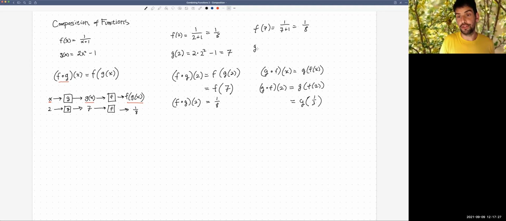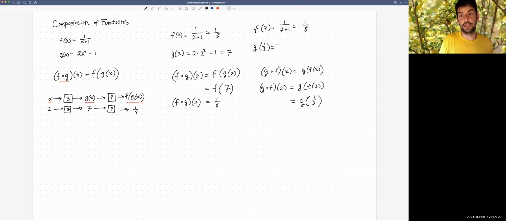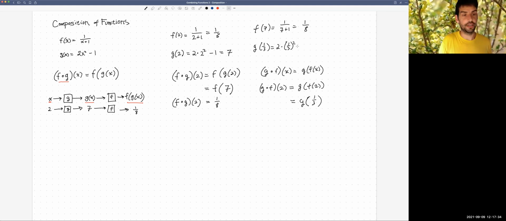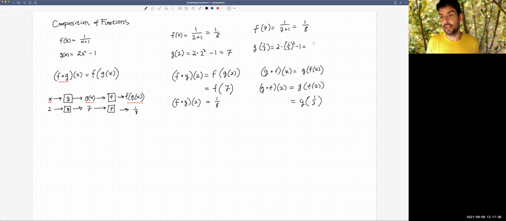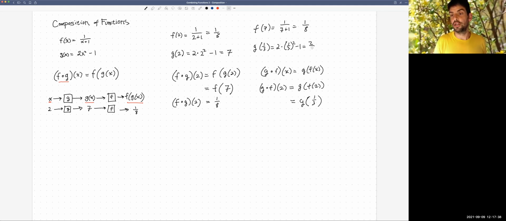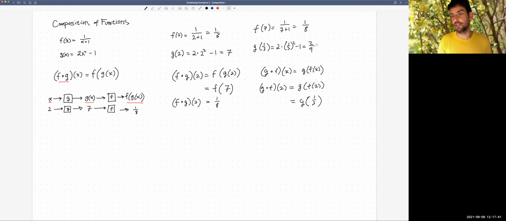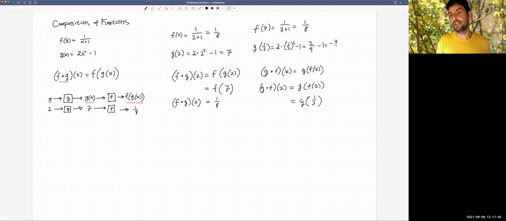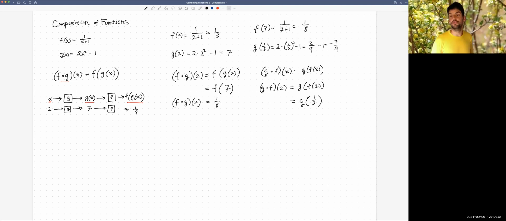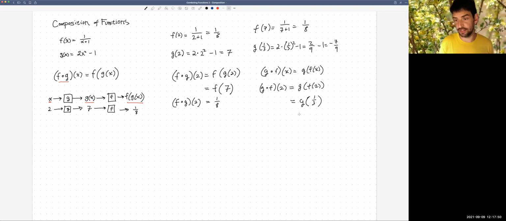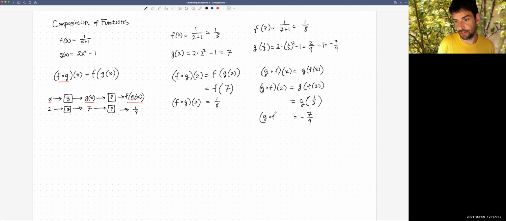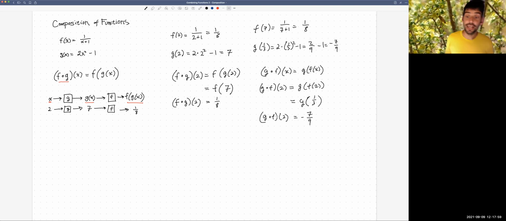Now we do g of 1/3. G of 1/3 is 2 times 1/3 squared minus 1. So that's 2 ninths, right? 1/3 squared is 1/9 times 2 is 2 ninths minus 1 gives me negative 7 ninths, right? 2 ninths minus 9 ninths gives me negative 7 ninths. And that's my g composed with f of 2, right?